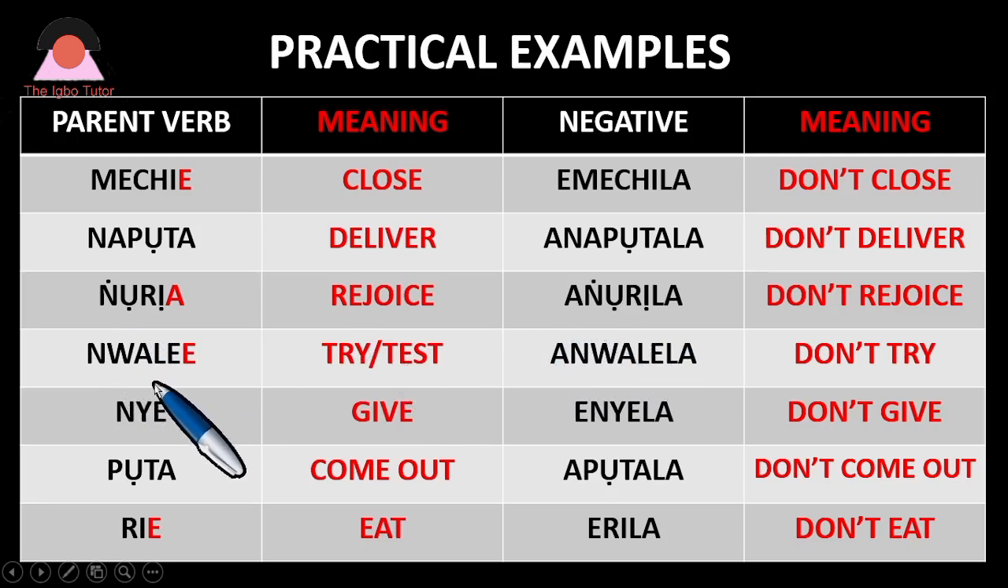Next is nwale, meaning test or try something. The negative instruction, anwalela. Move on to nye, meaning give. Negative instruction, enyela. Next is ota. And negative instruction is apotala. Don't come out. We move on to the next, which is rie, meaning eat. Negative instruction, erila, don't eat.